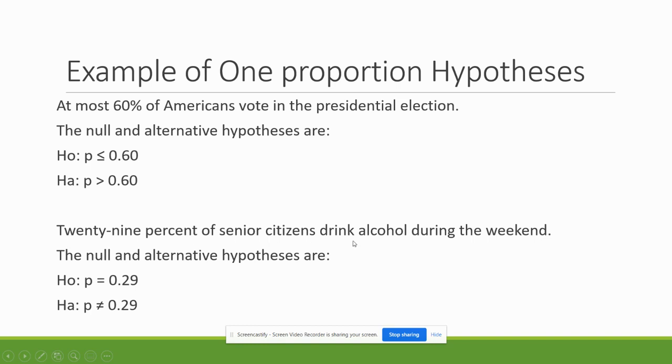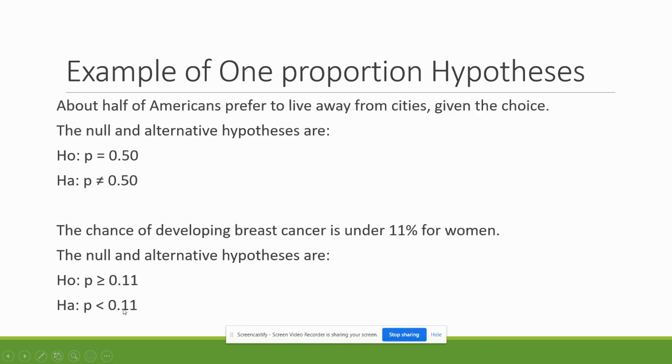29% of senior citizens drink alcohol during the weekend. So I didn't say that less than or greater than 29%. I just said this is a fact. So the null is the proportion equals 0.29. The alternative is the proportion does not equal 0.29. All right, let's do another one.